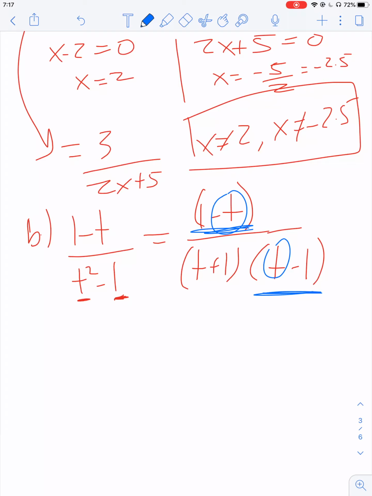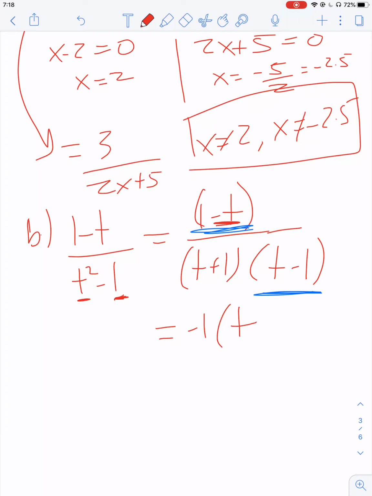So what you could do is just factor out a minus 1 in your numerator. Even though you don't have to, your denominator kind of is forcing you to do that. So if I factor a minus 1 in my numerator, then my t, which is minus t over here, becomes positive.